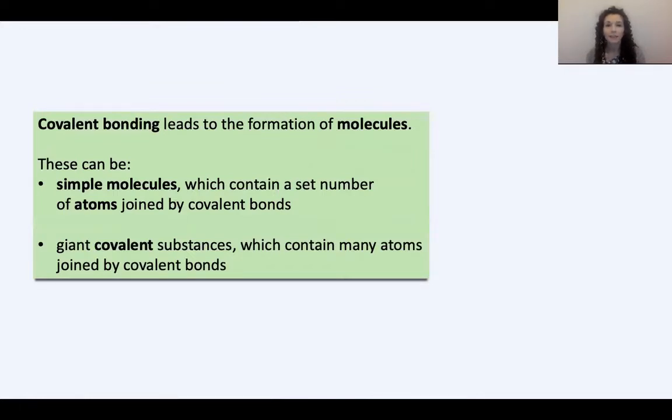The second type of molecule is what we call a giant covalent substance, and that contains many, many atoms that have all joined together by covalent bonds. Okay, so we'll look at those 2 different types now.